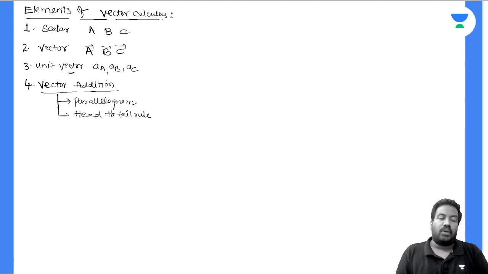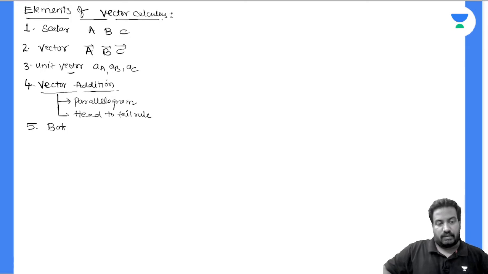Similarly, in head to tail rule, if A and B are two vectors such that the head of A joins the tail of B, then the resultant vector C equal to A plus B starts at tail of A and ends at head of B. That's head to tail rule. These are two rules through which you can perform addition of vectors.